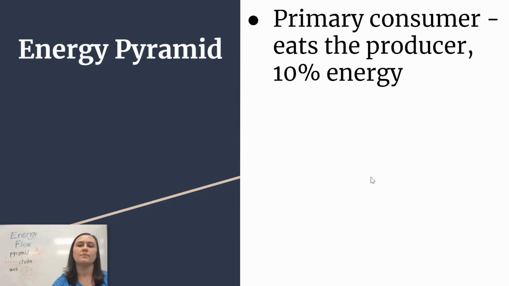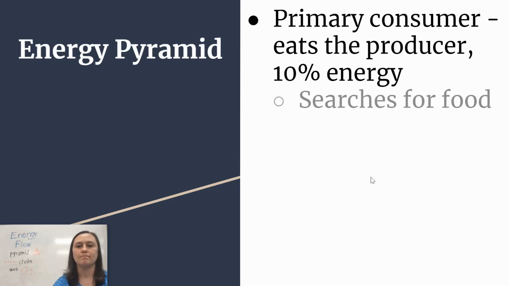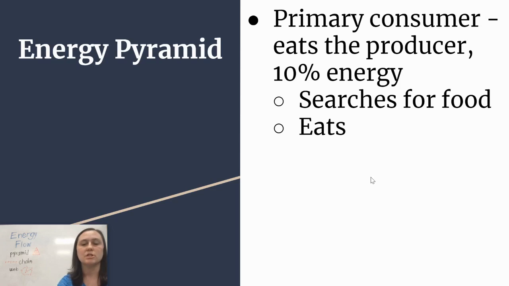The primary consumer eats the producer, so it's the next level up on the energy pyramid, and they get 10% of the energy from the producer. So 10% of 100 is 10. So they have 10% energy. The primary consumer gets less energy because it searches for food and then it eats. That takes a lot of energy. If you think about how energy is used, and we'll talk about that this year and next year a lot, anything that you do requires energy. So if you eat, you're using a lot of energy.